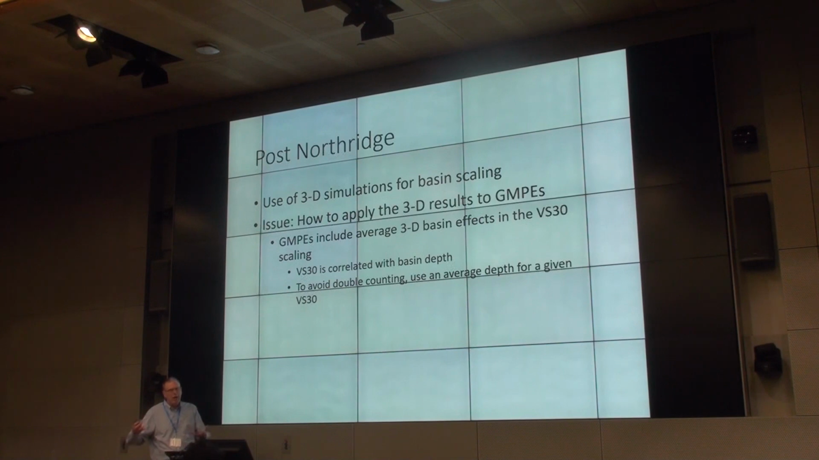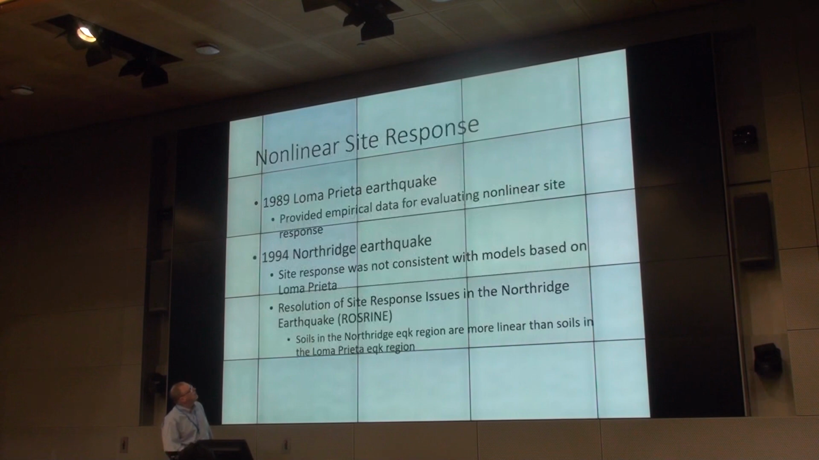So to avoid double counting those pieces, we have to use an average reference, an average depth of the basin for each VS30 that is in our generic model, and then look at deviations from that. We can't take 3D simulations divided by a 1D simulation and use those numbers. Okay, that's what had first happened when we started to have simulations done, and you looked at it and go, these don't fit together. So now we have methods to try to make this all sort of fit in a reasonable way.